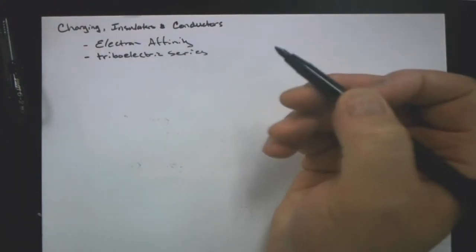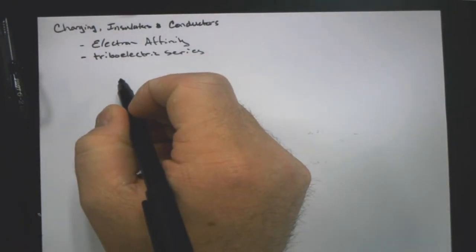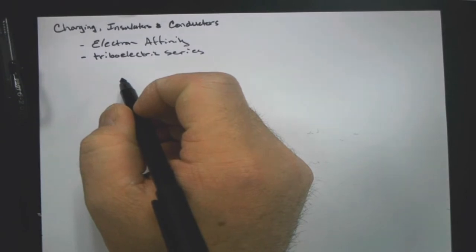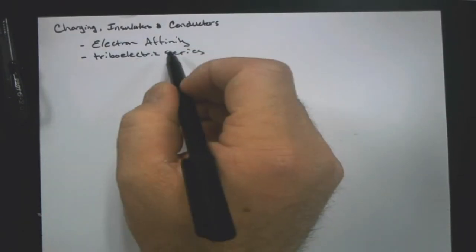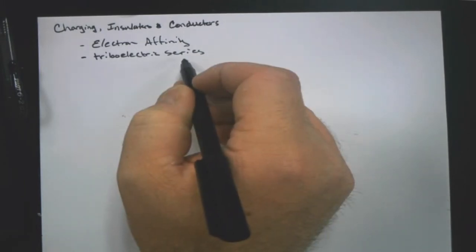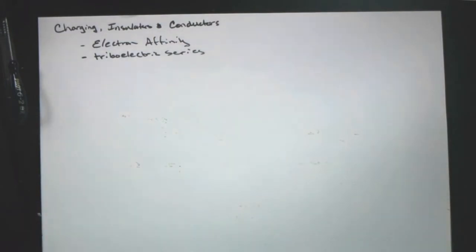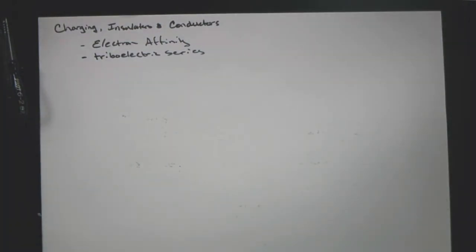Electron affinity is how much a particular substance likes electrons over some other substance. And the way we can tell which one likes electrons more than the other is through something called a triboelectric series. You've got it on your page 6.